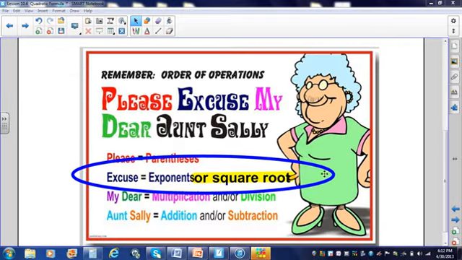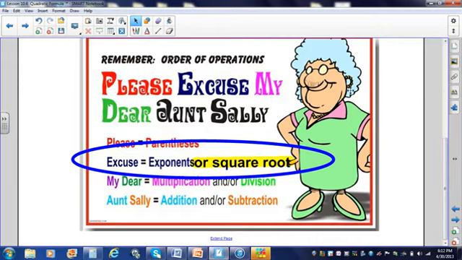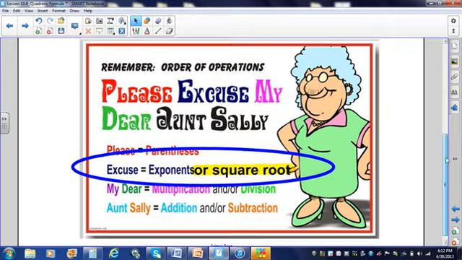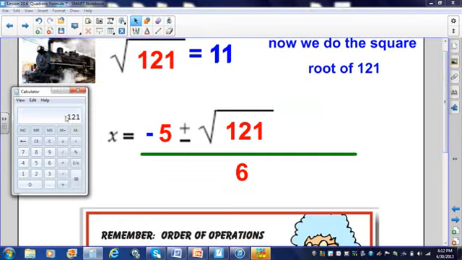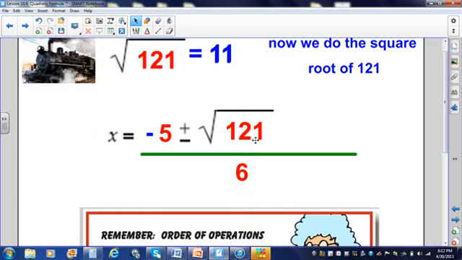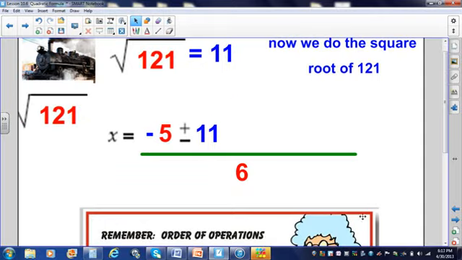Now, the next thing I'm going to do is my square root. I'm going to do the square root or radical of 121 because technically Aunt Sally's a little behind the times. She needs to get hip and get with it because exponents or square roots are done after parentheses. So I'm going to do the square root of 121. We take our calculator, type in 121, and hit the square root. We get 11. So the square root of 121 is 11.